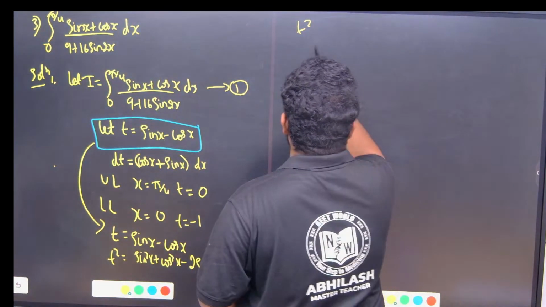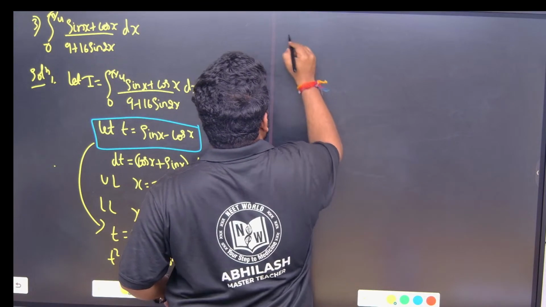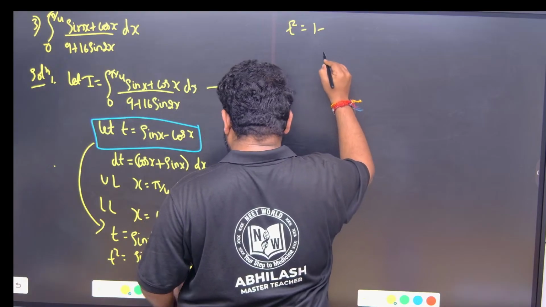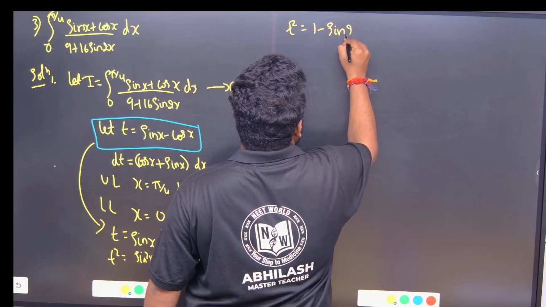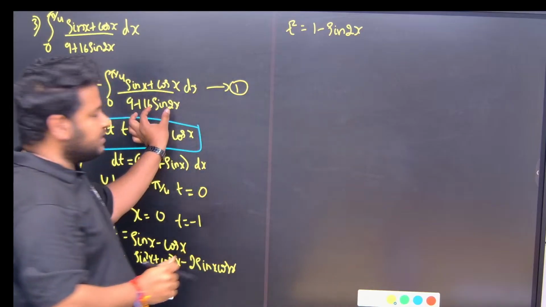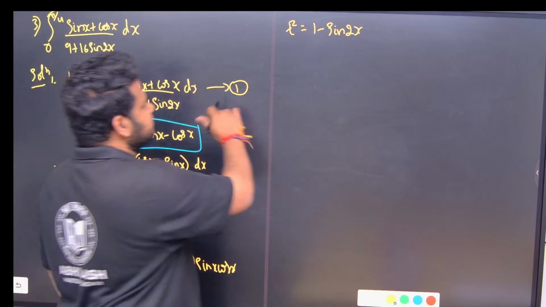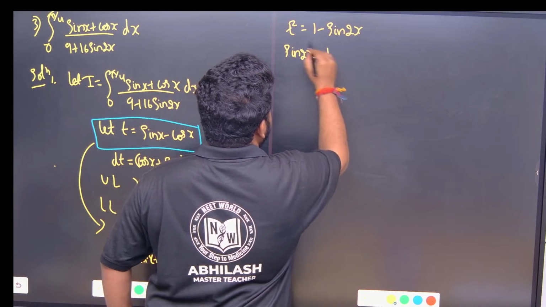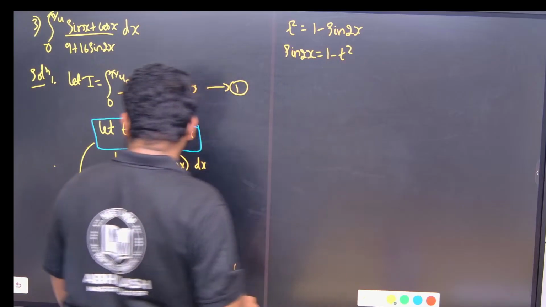So t square would be equal to 1 minus 2 sin x cos x, which is sin 2x. I need the value of sin 2x, so I can send sin 2x to that side and t square to this side. Sin 2x is equal to 1 minus t square.